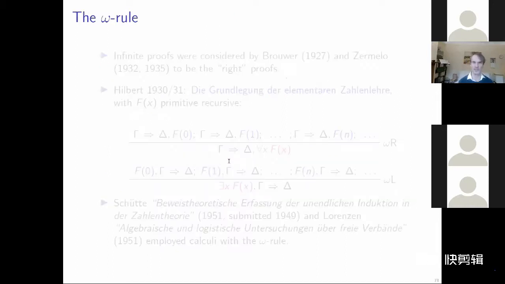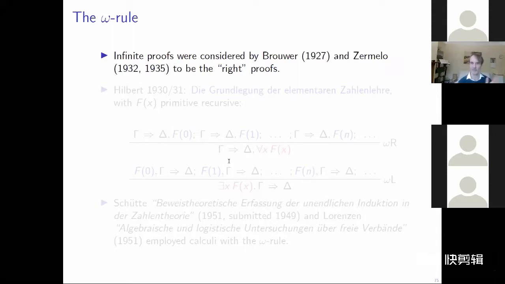Gentzen's assignment of ordinals to alleged proofs of an inconsistency in PA was really somewhat mysterious. And people wanted to find another way of proving this result, and preferably by using cut elimination. But it required a dramatic switch, namely the switch from finite proofs to infinite proofs. Well, the idea of infinite proofs was already considered by Brouwer and also by Zermelo, who thought that the infinite proofs are the right proofs.